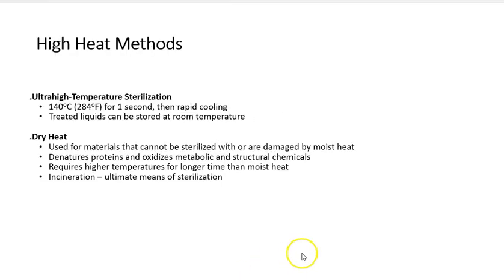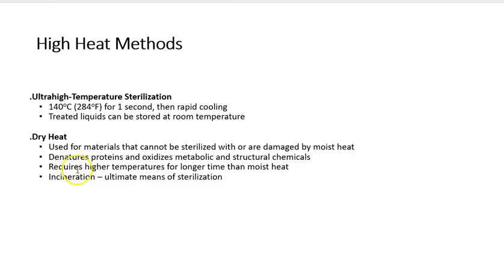All right, now we can use high heat, which is ultra high temperature sterilization. 284 degrees Fahrenheit for 1 second and then rapidly cool. And you can treat these liquids so they can be stored at room temperature. So usually these are used in food preparation and stuff like that. Not something we use at a hospital or healthcare facility.